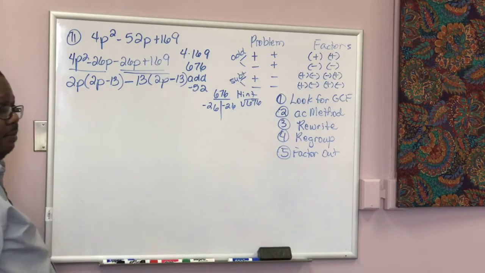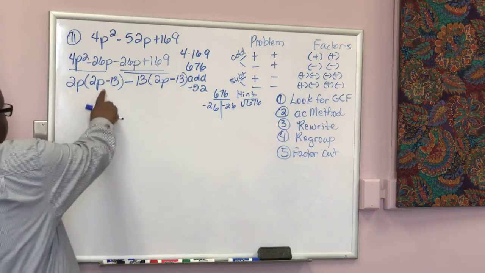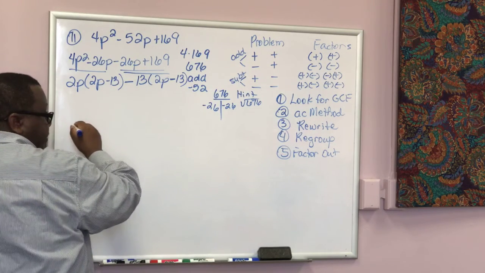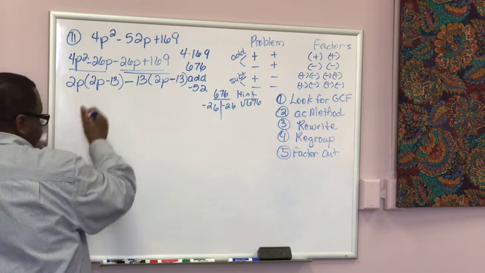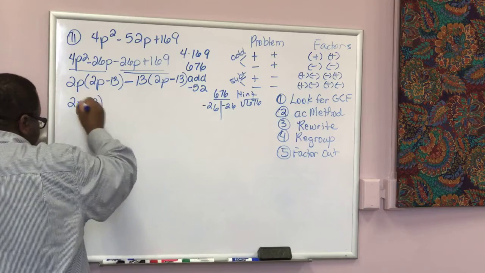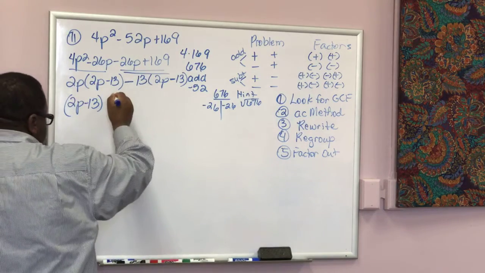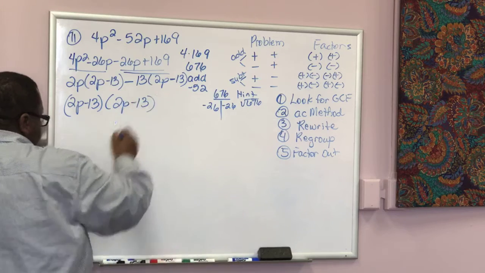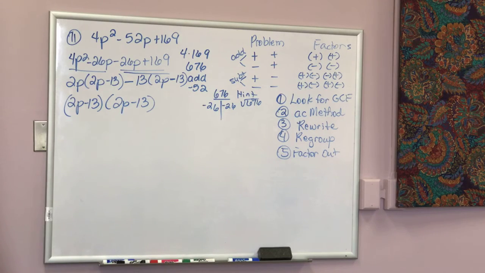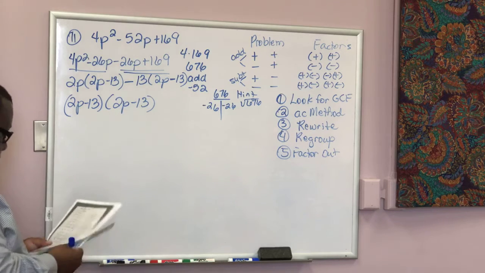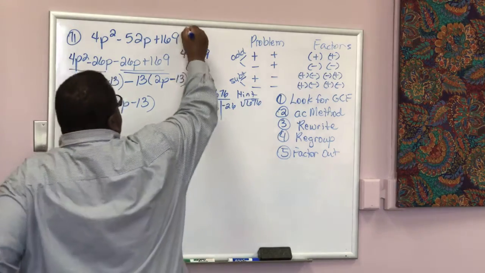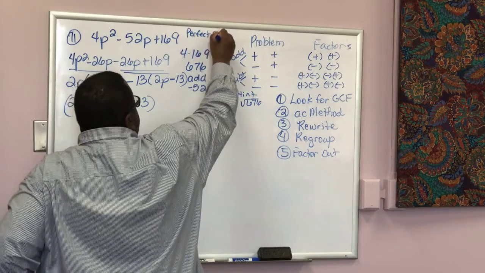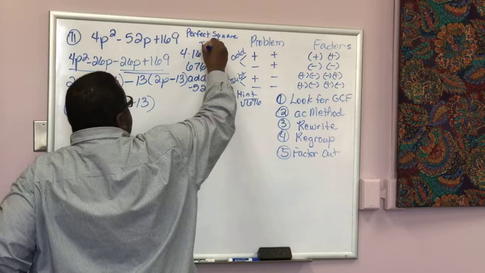Okay? And since these two are the same, we could bring that down first if you want to, or if you want to do it the other way around, you can. But for the sake of the test, bring this down first. Then what's left over is the other part of your answer. 2p minus 13 times 2p minus 13. All right? And if you had to recognize this from the start, this is called a perfect square polynomial.